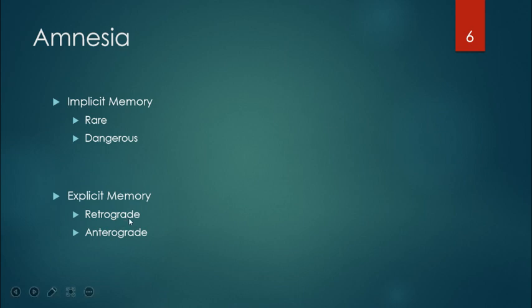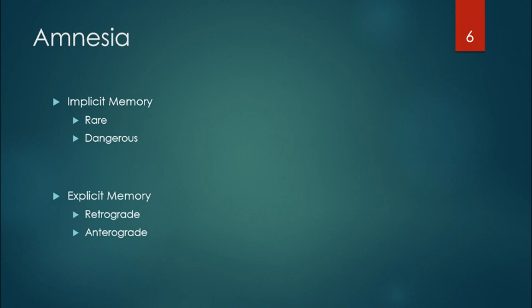Retrograde amnesia is memory problems for memories that occurred before the amnesia occurred. So let's say someone had a traumatic brain injury. So retrograde amnesia would be difficulty retrieving memories from before the accident. Anterograde amnesia is the exact opposite. Anterograde amnesia is memory problems after the traumatic brain injury has occurred.